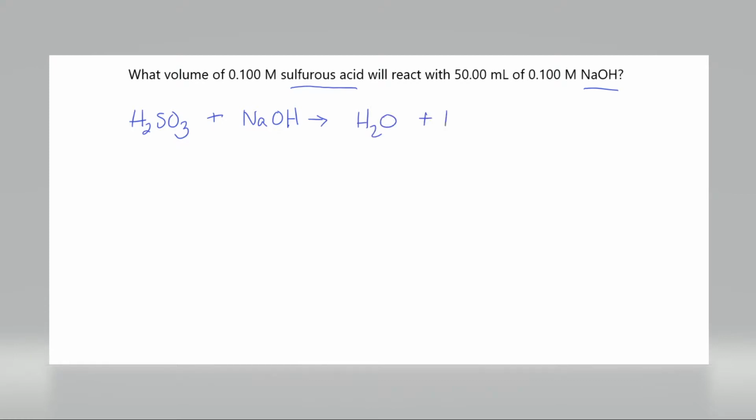And what's left over is your sodium sulfite. But how many sodiums do we need? 2. Because remember, the SO3 polyatomic ion is a 2- charge. Now we need to balance it.